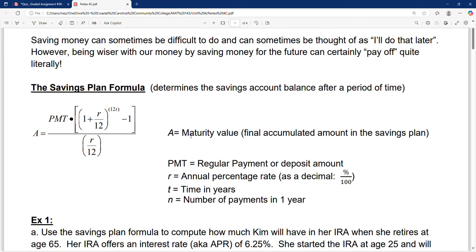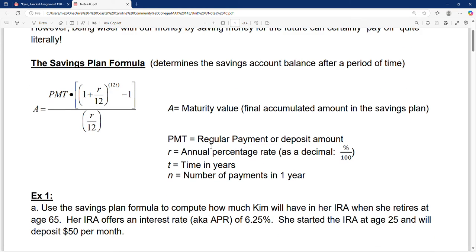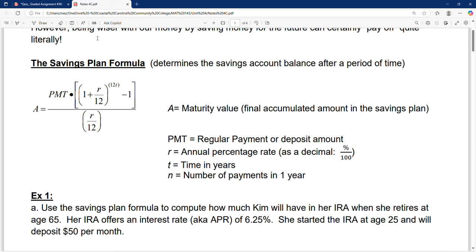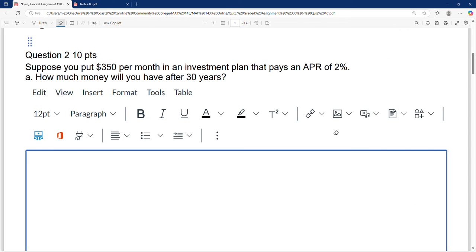And here A is the maturity value, PMT is the regular payment or deposit amount. So for that question, it is 350 per month. And R there is 2%, which is 0.02, and T is 30 years. All right. So very clear.